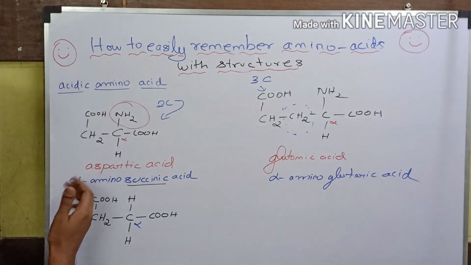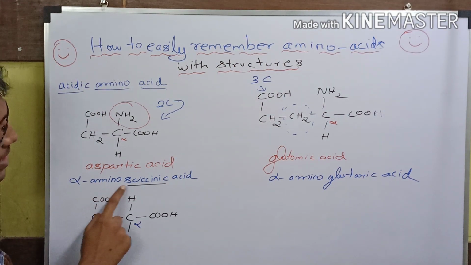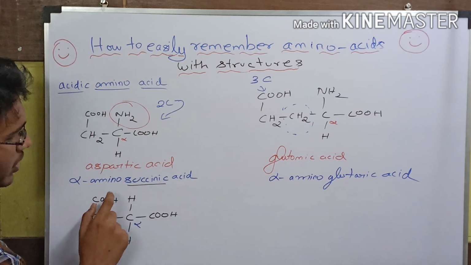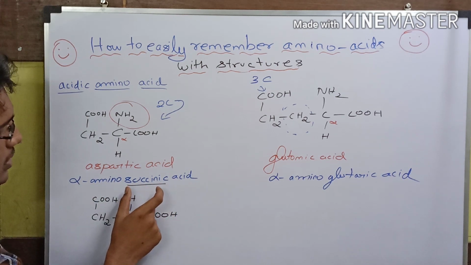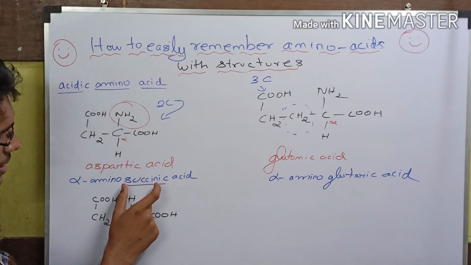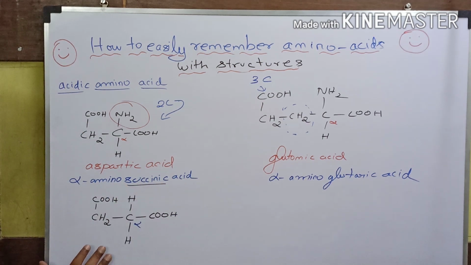The other name of aspartic acid is alpha amino succinic acid. Here we have the term succinic acid. What is succinic acid? This is the molecular formula of succinic acid.